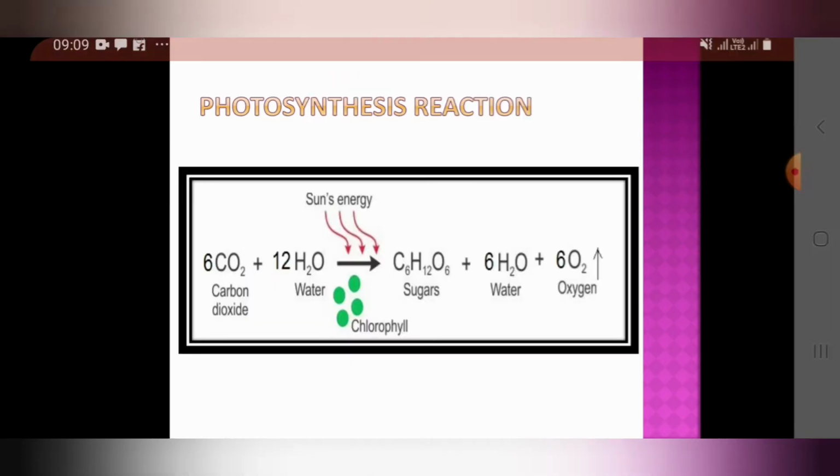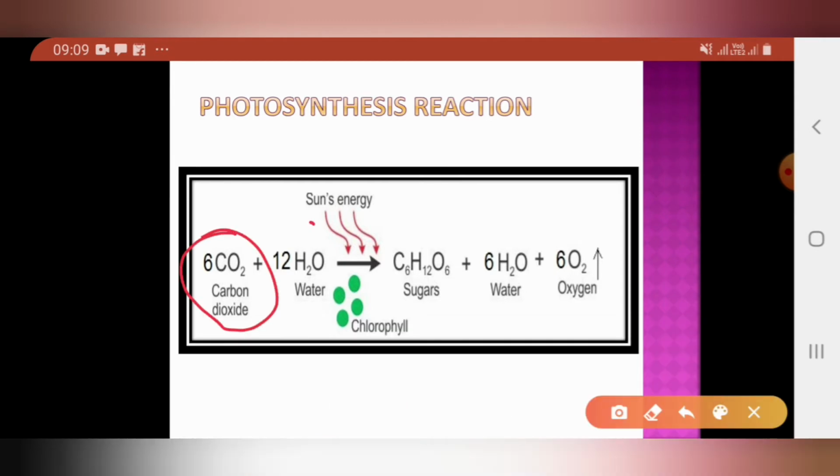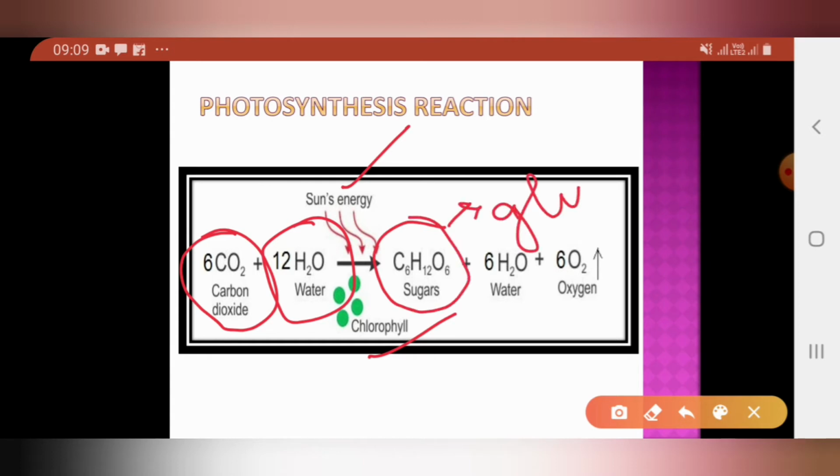So this is the reaction of photosynthesis. Here 6 molecules of carbon dioxide and 12 molecules of water react with each other in the presence of sun energy and chlorophyll, and they produce sugar, which is C6H12O6, known as glucose, and 6 molecules of water and 6 molecules of O2, which is known as oxygen, which helps us in our respiration.